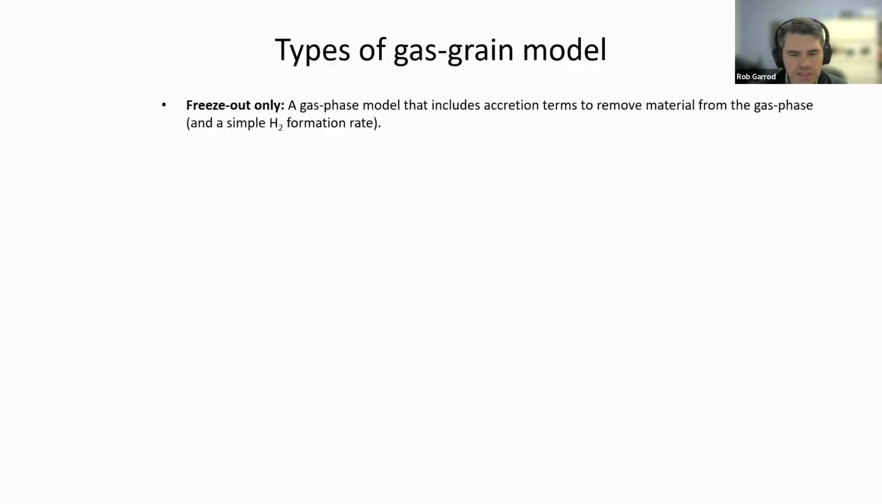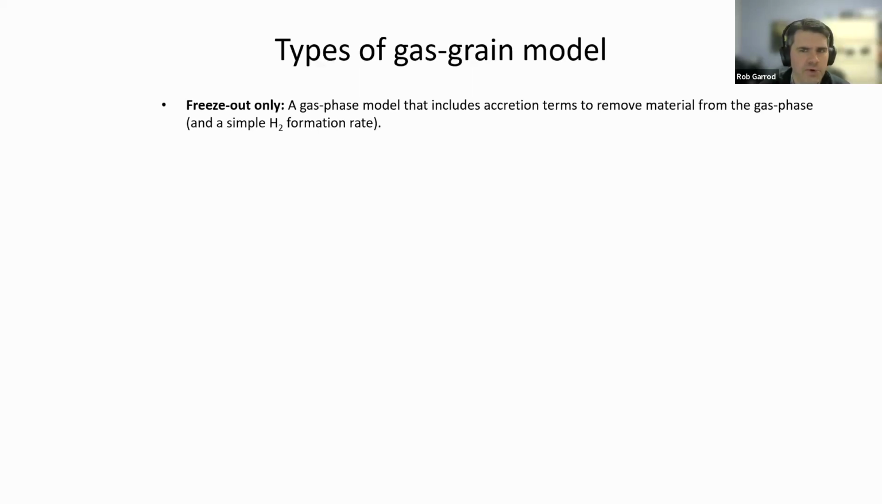So let me say something about types of gas grain model. This is the label that we use for models that do not just the gas phase chemistry, but the grain surface chemistry, and that couple them together in some sense. The simplest way that you could do a gas grain model is to have what we call a freeze out only model. The names I've given here are somewhat my terminology; they're not always very well labeled, or just don't have a formal name.